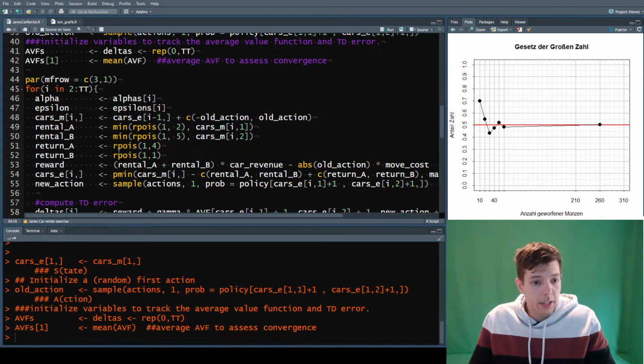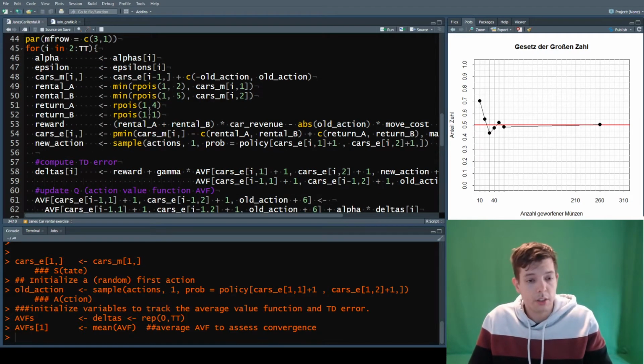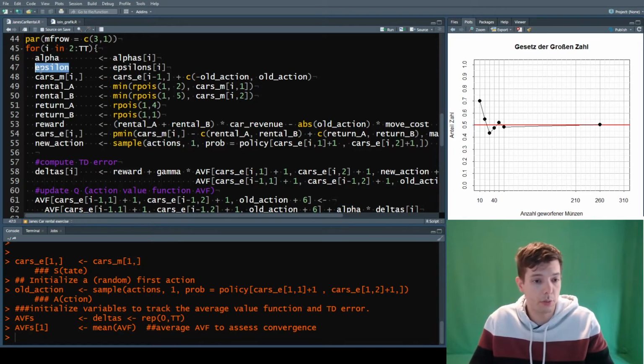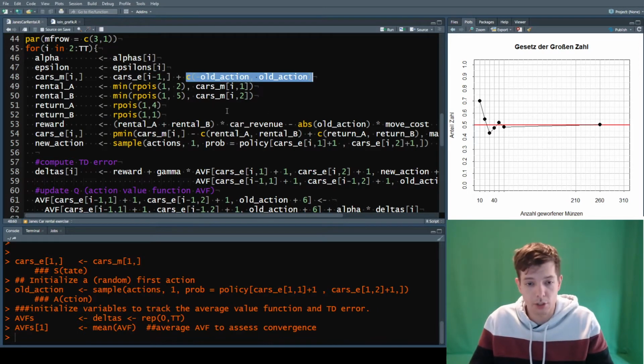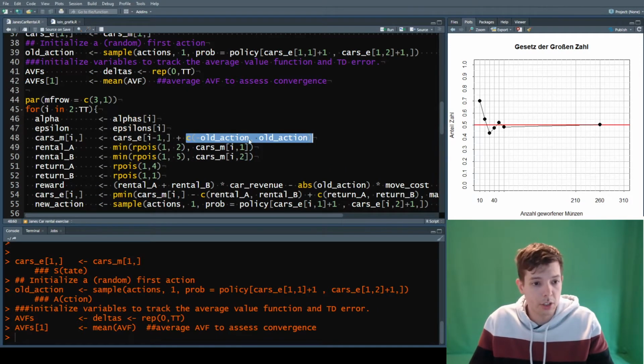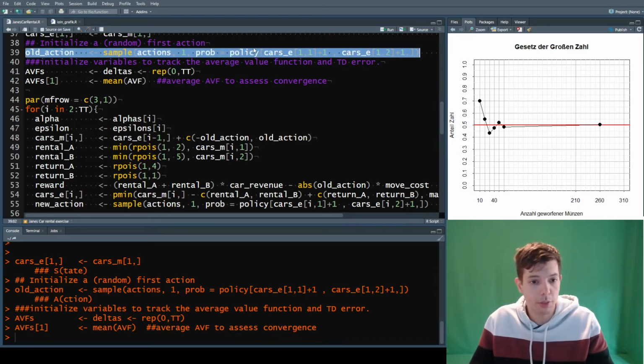Right. Then let's go into the loop and learn the value function. First of all, we select an alpha, the alpha of our current iteration. Epsilon, for epsilon we do the same. Then we need to compute the cars in the morning, and these, of course, depend on the cars in the evening of the day before and our old action. The first old action had to be determined once, so a single time before we go through the loop. So we do that here in line 39.